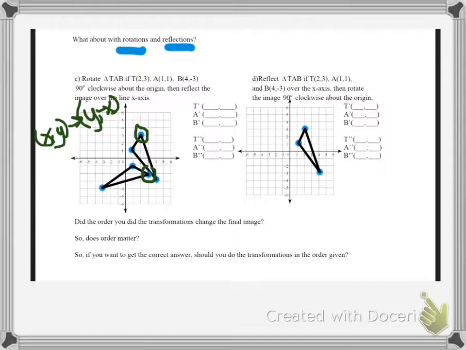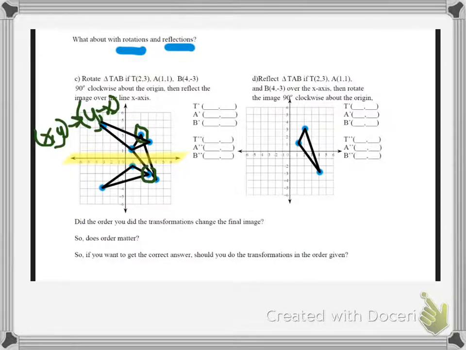So we have rotated it, and now we want to reflect it over the x-axis. So it's going to go up. So we'll have a point there, a point there, and a point, let's see, right there. All right, so that's what we get when we rotate and then reflect.